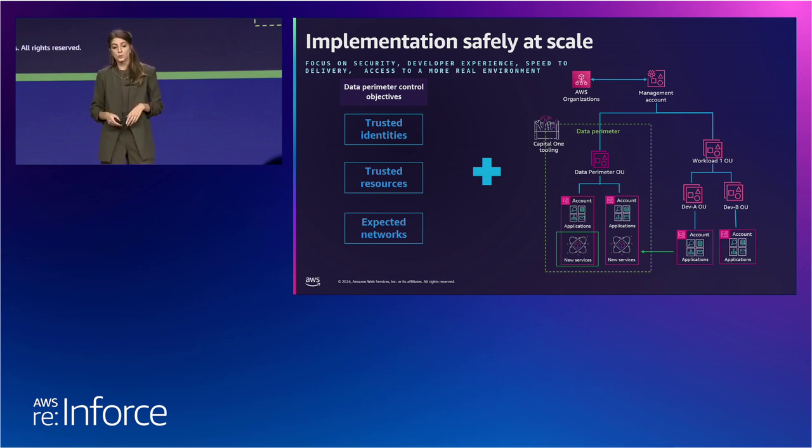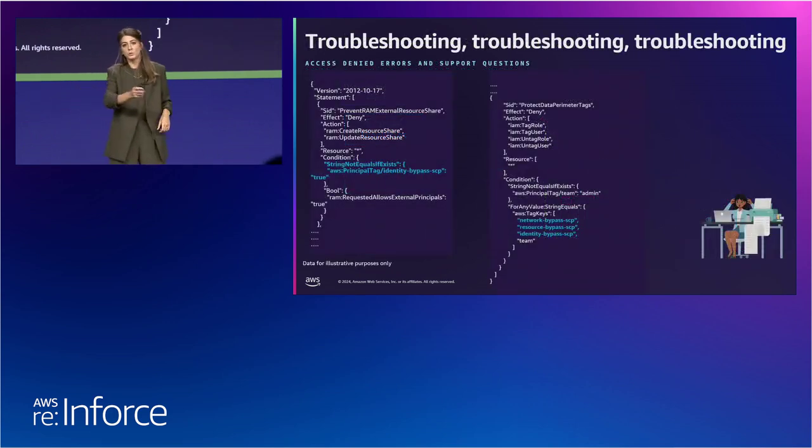So now that we knew what we wanted to do and how we were going to do it, everything went awesome, right? No, we went through so much troubleshooting. We moved accounts into our data perimeter OU, and immediately we were getting access denied errors. If you've worked with SCPs, you definitely know that type of pain. One way we worked through this was through bypass tags, and I mentioned that on one of my previous slides.